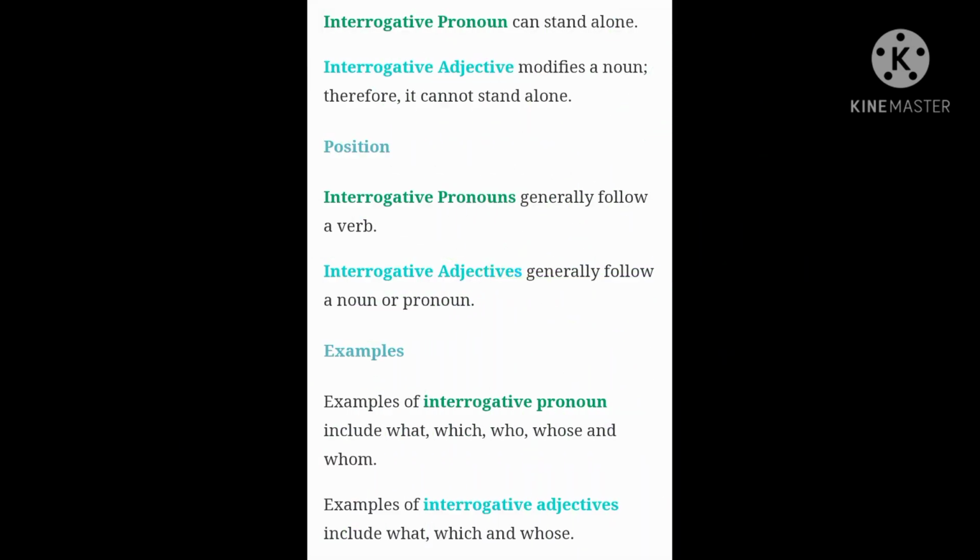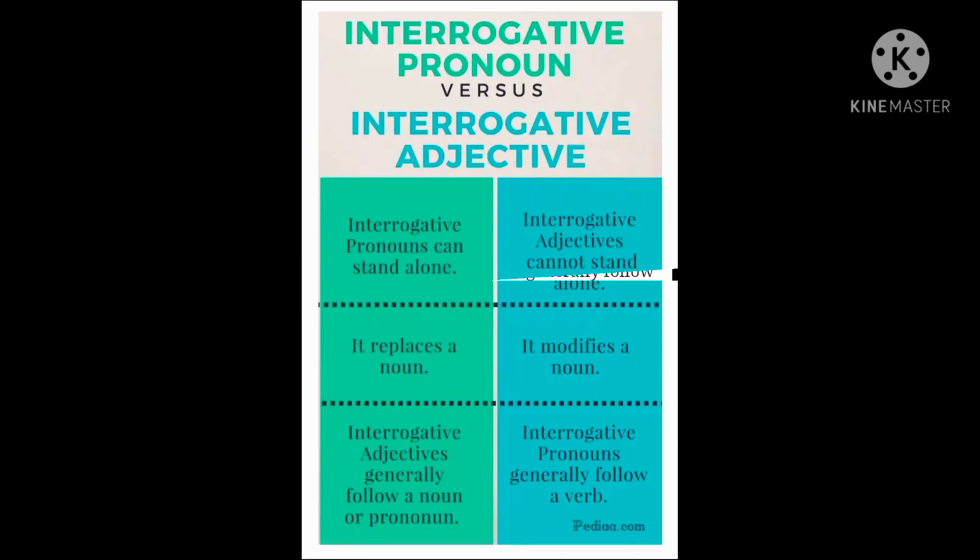Look, students, this is a chart which will make this concept clearer to you. An interrogative pronoun can stand alone, but an interrogative adjective modifies a noun, therefore it cannot stand alone. And in case of position, interrogative pronouns generally follow a verb, as we have already seen. Interrogative adjectives generally follow a noun or pronoun. Am I clear, students? So here is the chart for you, the basic difference between an interrogative pronoun and an interrogative adjective. So please do write it down in a copy so that you can have a look at it whenever you want.